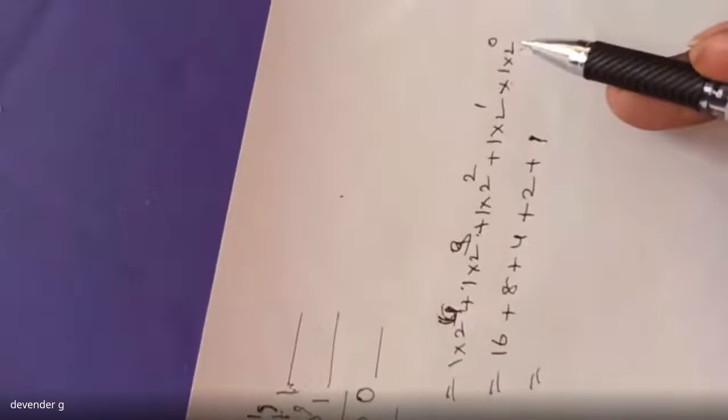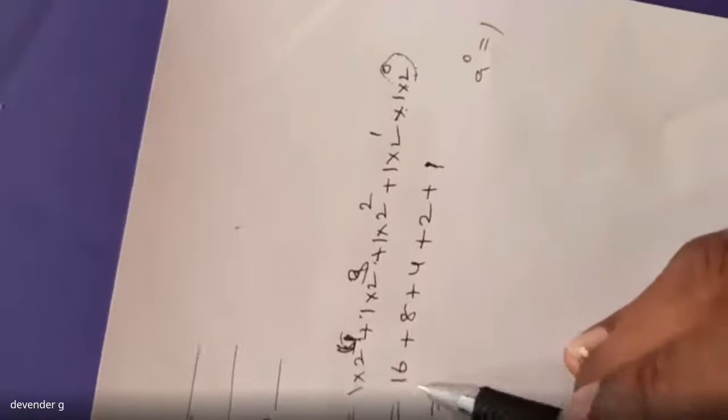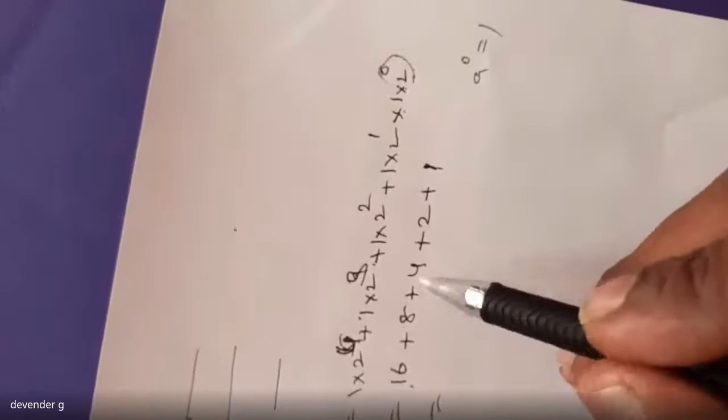2 to the power of 0 is 1. 1 into 1 is 1. You know this one. Anything to the power of 0 is always 1. Okay, now how much is it? 16 plus 4, 20, 28, 29, 30, 31. Total is 31.